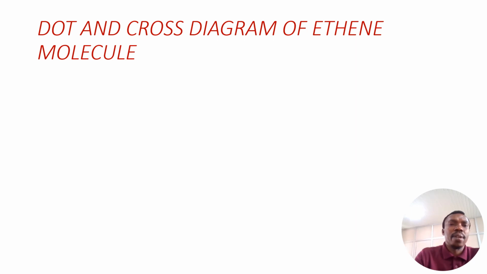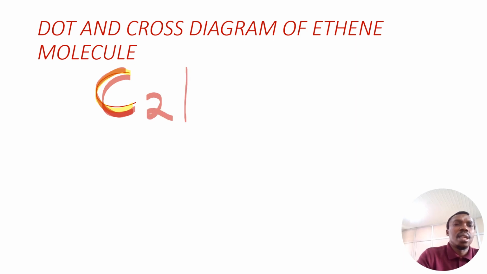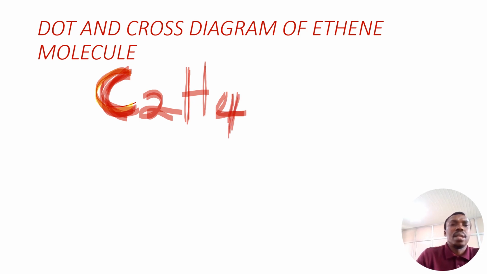This is the formula for ethane, C2H4. Yes, ethane is C2H4. It's a hydrocarbon. It's an unsaturated hydrocarbon. So we want to represent covalent bond in ethane using the dot and cross diagram.